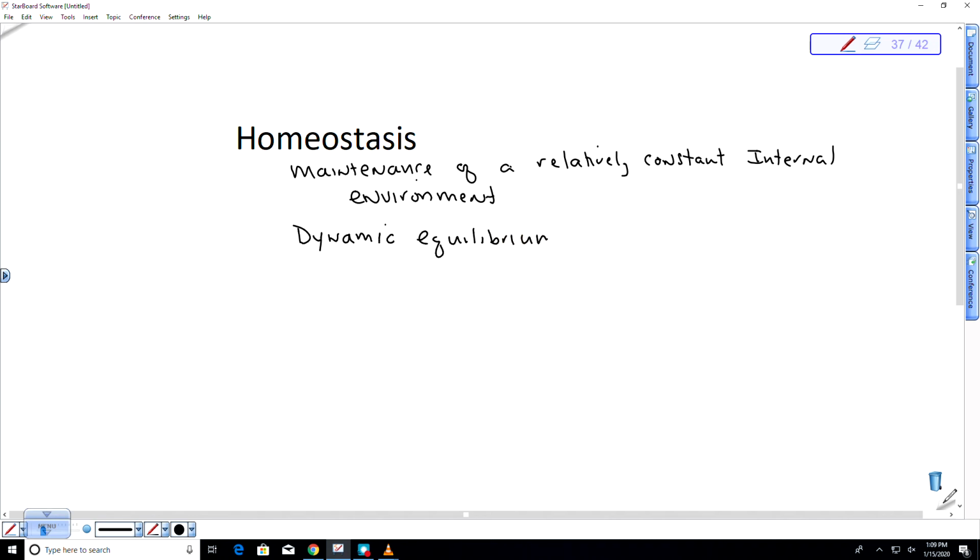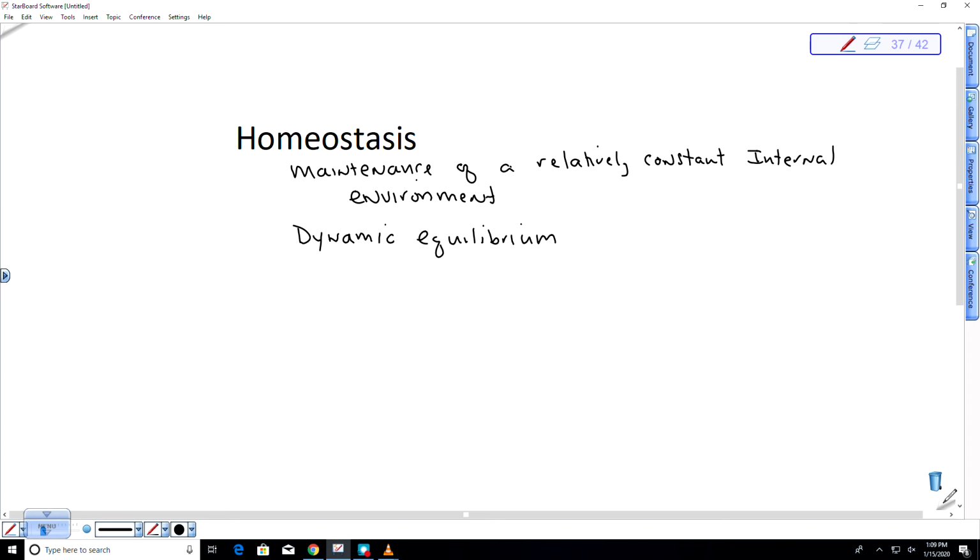So this is kind of the same thing as saying a relatively constant internal state, because most of the time we're at equilibrium, but we need to adjust if there are changes in our environment, right? We don't want to always stay the same amount of glucose in my blood. If I always have the same amount of glucose in my blood, then when I'm exercising, I'm not going to have enough glucose to power my muscles, right? I need to release glucose, and that glucose needs to increase when I'm exercising.